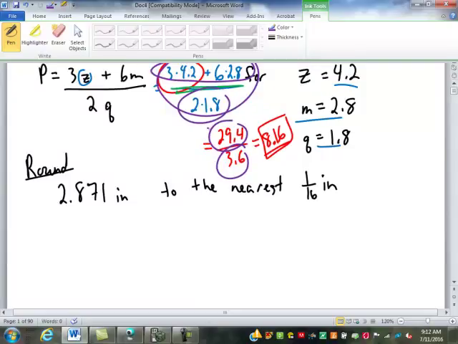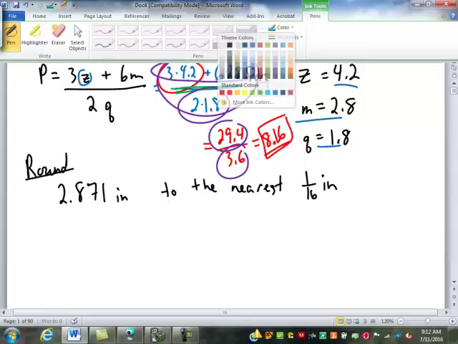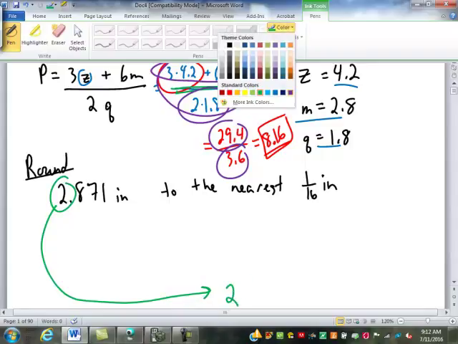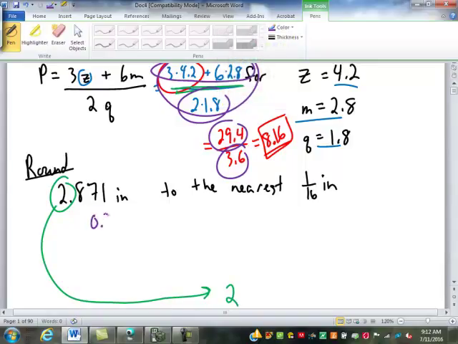Now for our second problem here, 2.871 to the nearest 16th of an inch. We went over this in class, but there were no problems in the homework on it. But if you recall what we have to do, first of all, the 2 in front of the decimal point does not change. That's going to be 2 whole inches, period. And then the 0.871 has to become a fraction. And we do that by putting it over 1. Perfect.